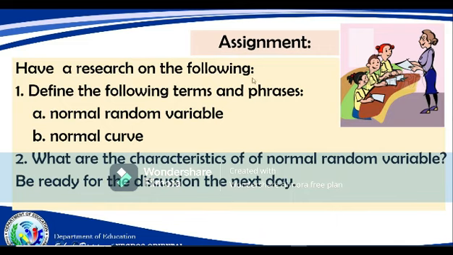Okay. And for your assignment, do research on the following. Define the following terms and phrases. Letter A, normal random variable. Letter B, normal curve. And number 2, what are the characteristics of a normal random variable? And be ready for the discussion next week.